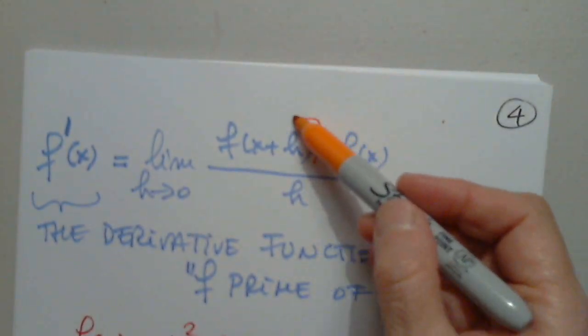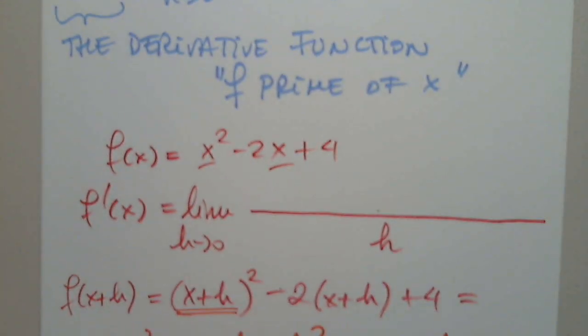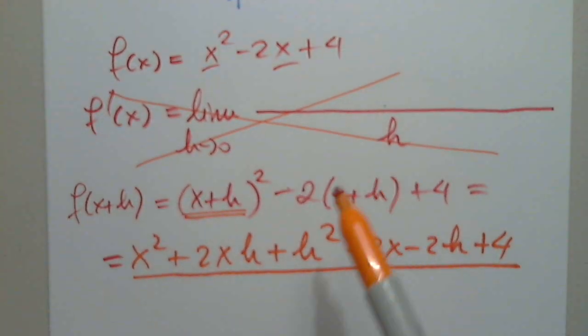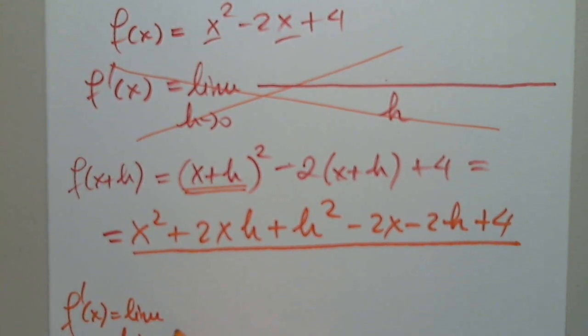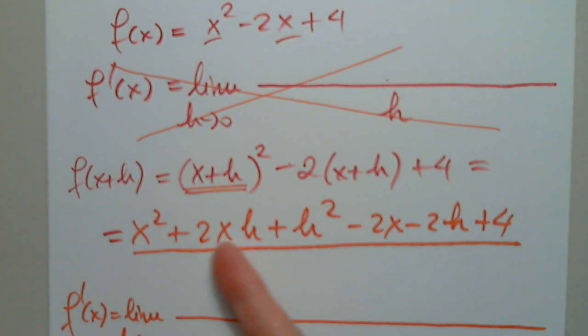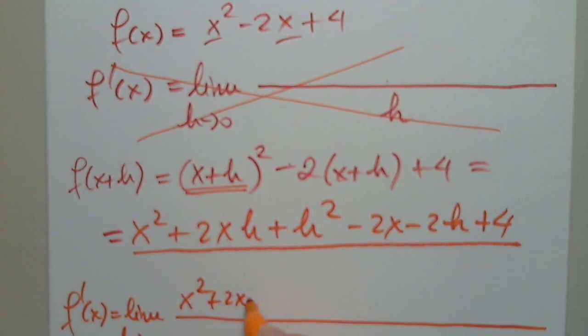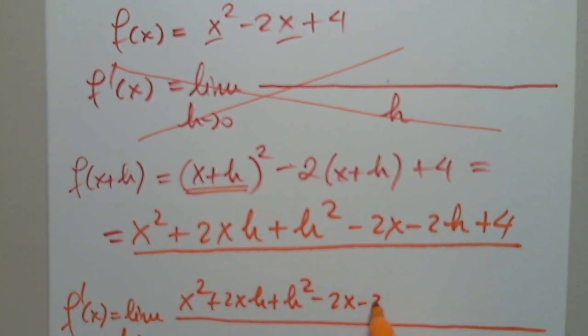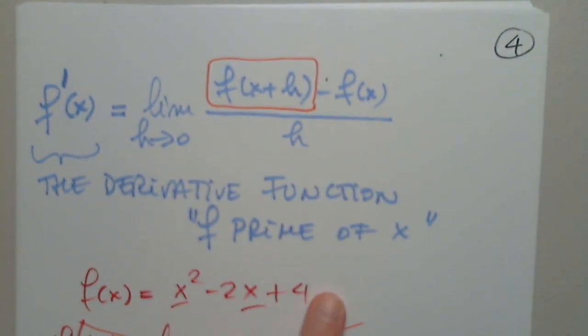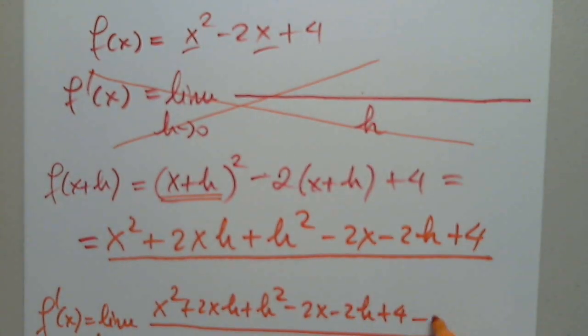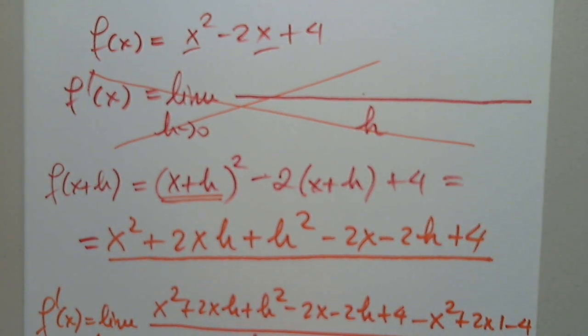So now I have this piece right here. I'm going to put it in. Allow me to just cross it out because I don't have enough room there. So I'm going to start that here. Limit as h approaches 0. Have to copy all this: x squared plus 2xh plus h squared minus 2x minus 2h plus 4, minus the function. I have to distribute the negative sign to all three terms: minus x squared plus 2x, oops, minus 4, divided by h.